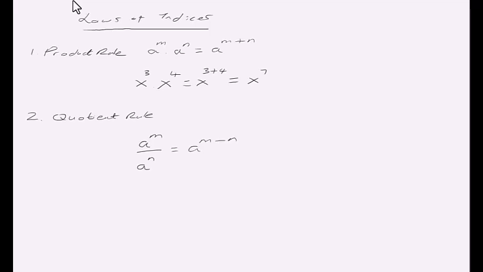So again, using an example, if we had x to the power of 6 divided by x cubed, this is the same as saying x to the 6 times by x to the minus 3, which is the same as saying x to the 6 minus 3, which of course is x cubed. Nice and simple once again.